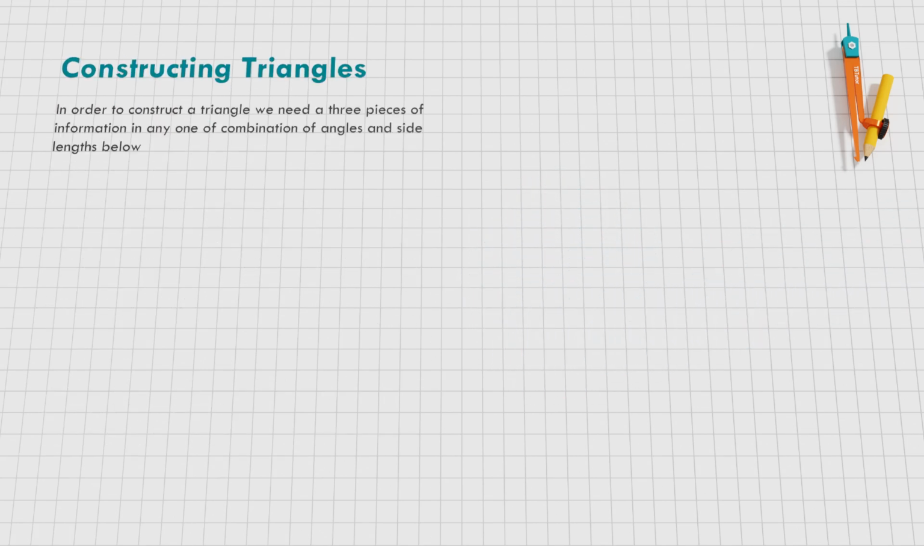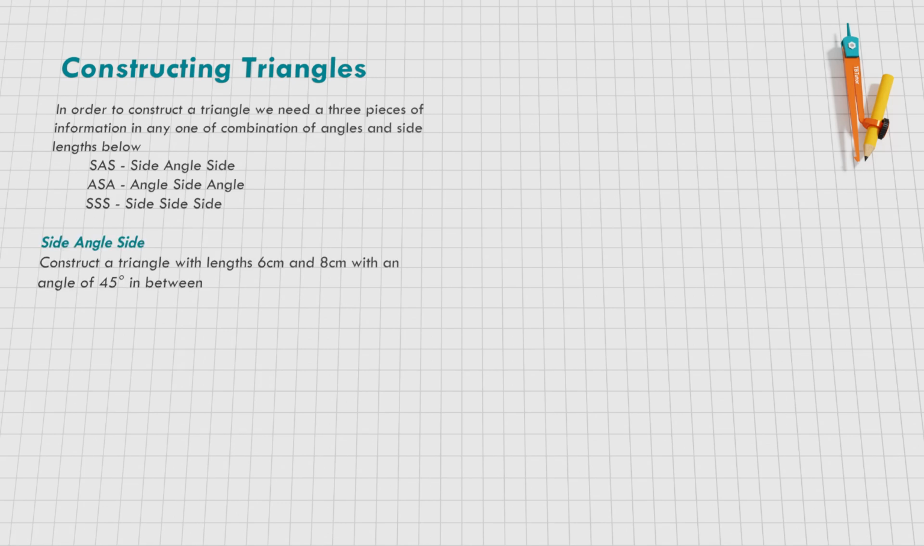In order to construct a triangle, we need 3 pieces of information in any one of the combinations of angles and side lengths below. SAS, side angle side, ASA, angle side angle, SSS, side side side.